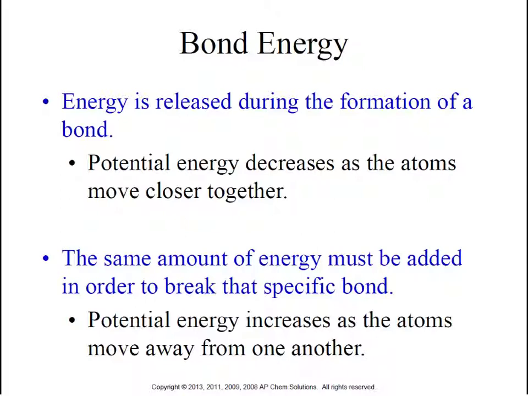The same amount of energy must be added in order to break those bonds. So if it starts off with high potential energy and goes down to low potential energy when a bond forms, then if you wanted to break that bond, you would have to give it back the same amount of energy that was released when it formed. It's just like a ball. If you drop a ball to the ground and you need to lift it back up to the same height, you're going to put in the same amount of energy that it released in falling.